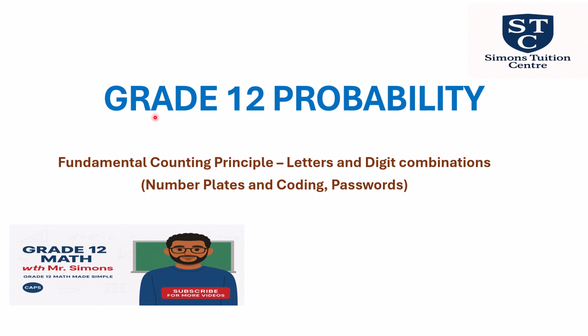Maths with Mr. Simons. In this grade 12 probability lesson, we will be looking again at the fundamental counting principles, but we will be looking at letters and digit combinations. Specifically, an example on number plates and one on coding or passwords, whichever way you want to look at it. As I said, this is just an example to introduce you. We will do it in more detail once we do the exam questions, where you will pick up other small tricks and so on to solve them. Before we do that, we need to understand the basics.